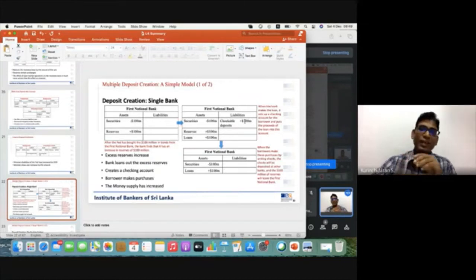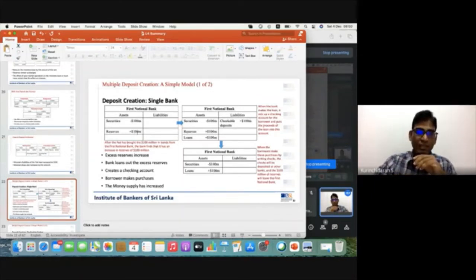Right? Okay. So if you take the First National Bank, finally, they are going to lose securities and they will have loans. This is how the deposits are created. I have given it in a red line. You can see every table is explained.